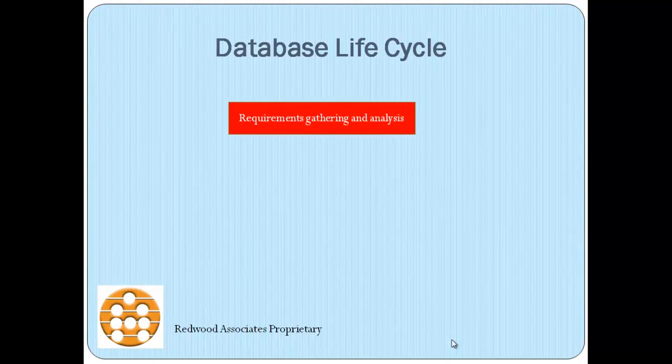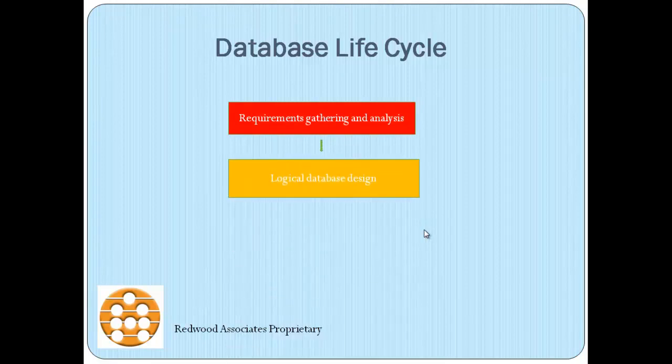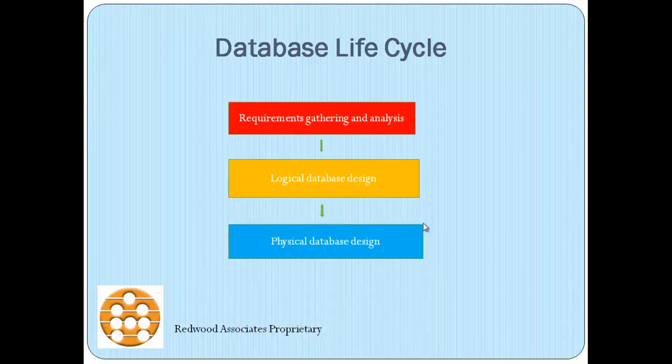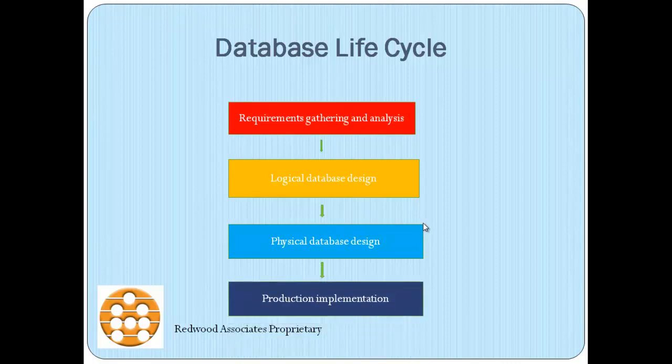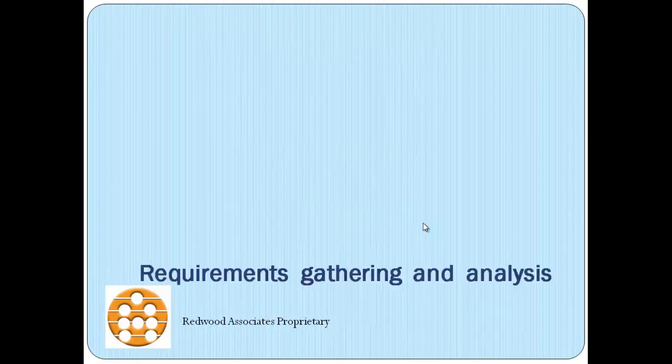So, the first step is requirement gathering and analysis. Once that step is done, we move into the designing, that is, the logical database designing phase. Once the design has been logically approved, we move into the physical database designing. Once the designing phase is through, we move into the physical implementation and the product implementation phase. We will be covering the first two steps in detail in the following slides.